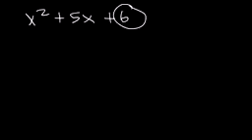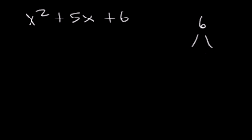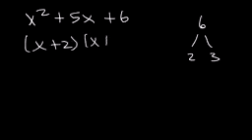Let's say if we wanted to factor a trinomial, x squared plus 5x plus 6. How can we do so? So you need to find two numbers that multiply to the constant term but add to the middle coefficient. So what two numbers multiply to 6 but add to 5? 2 times 3 is 6, and 2 plus 3 is 5. So the answer is just going to be x plus 2 times x plus 3.